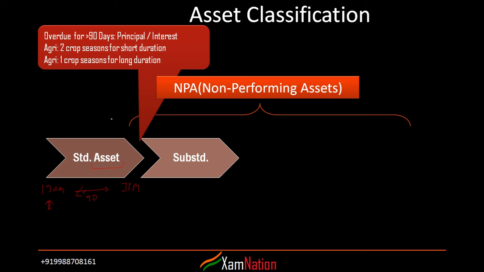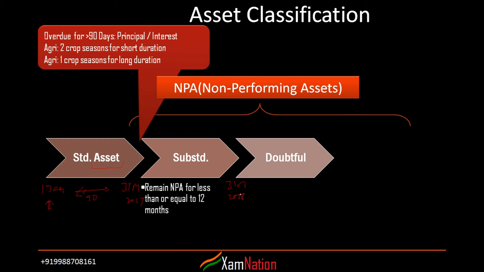That is, from 31st March 2017 till the next year, it would be a substandard asset if you have not settled the claim, that is, if the repayment has not been done. It would be classified as a substandard asset for the next 12 months, from March 2017 to 31st March 2018. Even after that, if the default continues, your asset will become a part of your doubtful asset.